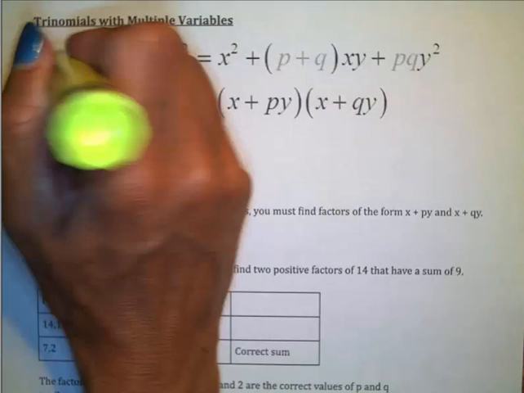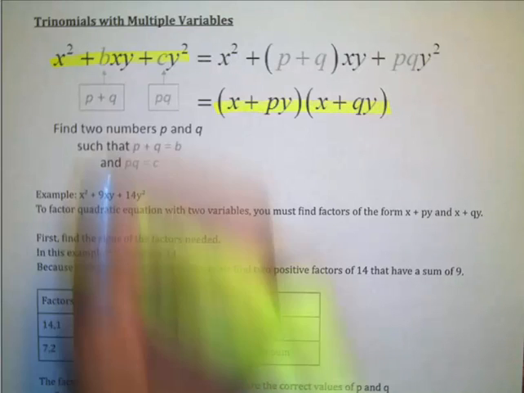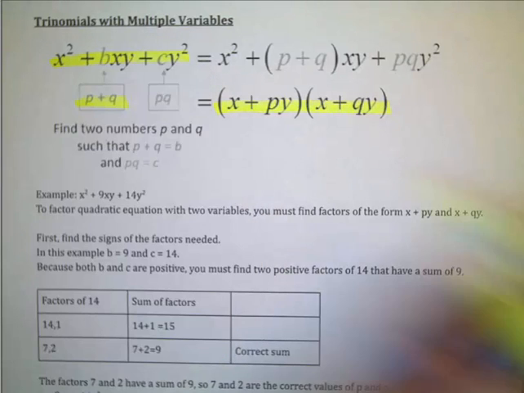So we have x squared plus bxy plus cy squared, and it equals this idea. The b value has to be the sum, the c value has to be the product, and it goes along with everything we've already done. So they gave us an example. Go ahead and pause the video and read through this example, and then we'll try two examples together.